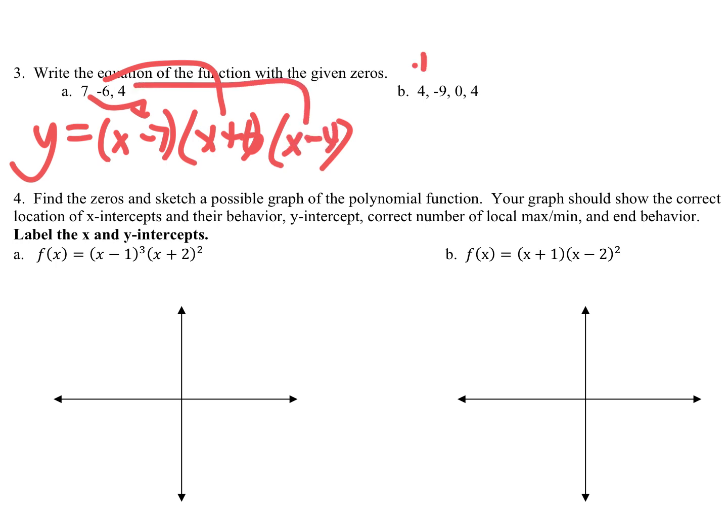What if there's two 4s? Well, then you literally could just write x minus 4 twice. But what would be a little smarter than that? If it's really x minus 4 and another x minus 4, you could put them together and say squared, couldn't you?